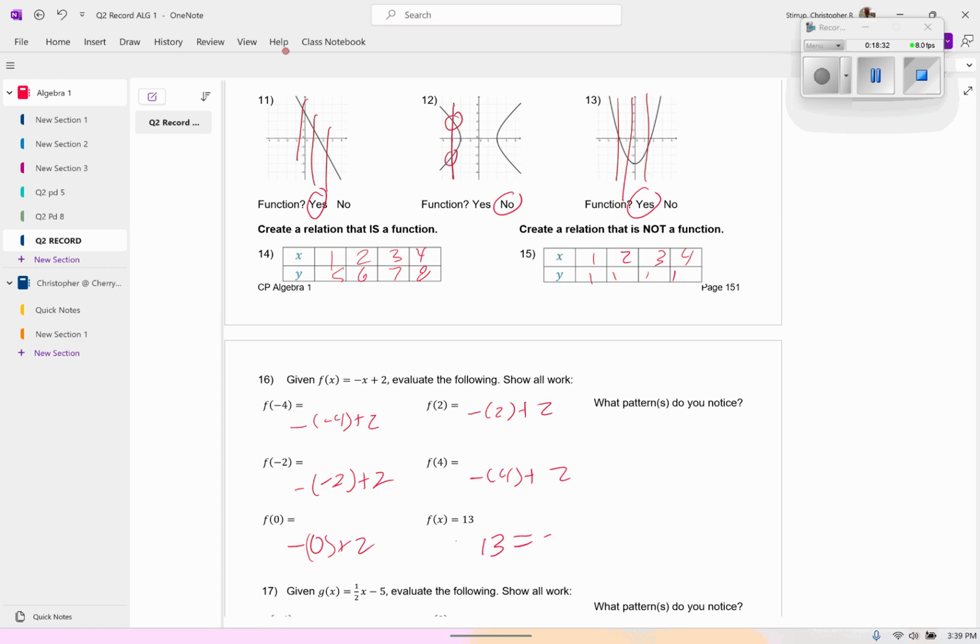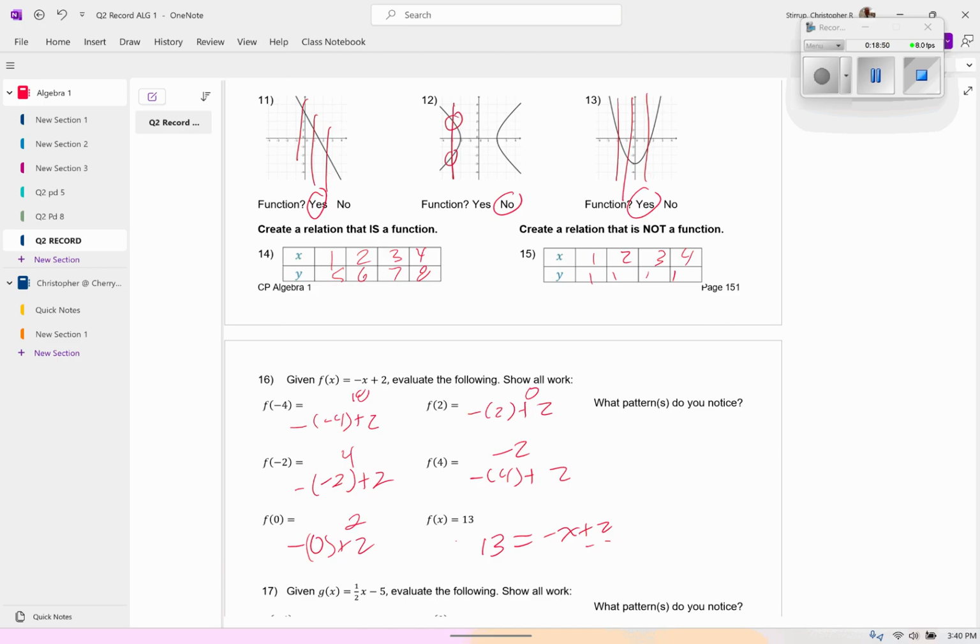13 equals negative x plus 2. So that's 16 plus 2, which is 18. That is negative 2 plus 2, which is 0. That is negative, negative, that's positive, so 2 plus 2 is 4. Negative 4 plus 2 is negative 2. Negative times 0 is just 0. 0 plus 2 is 2.